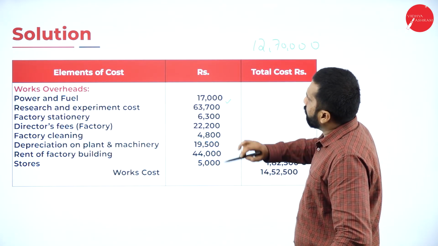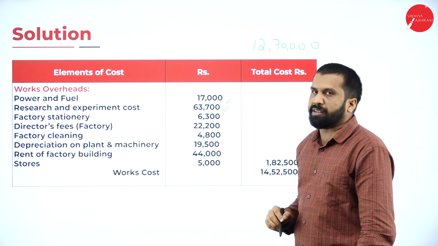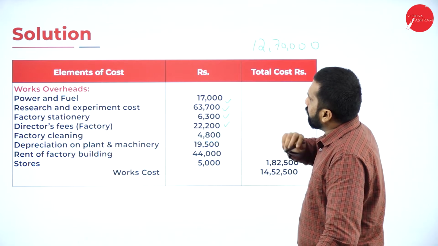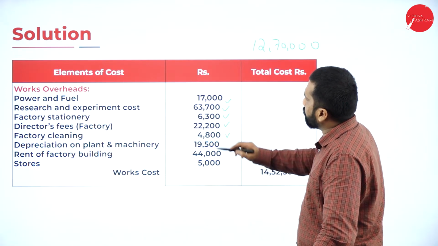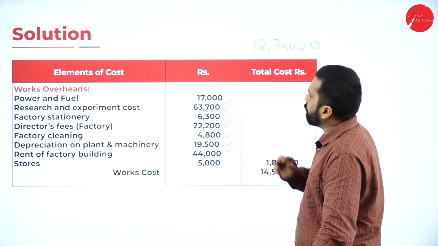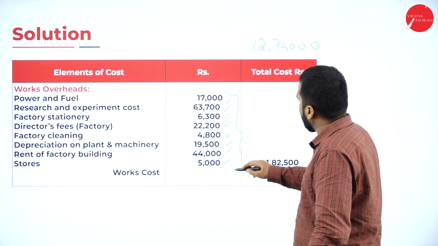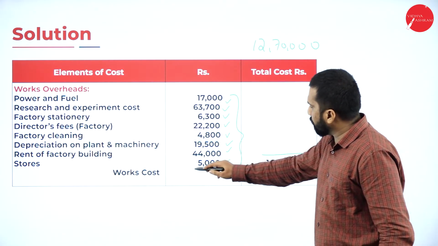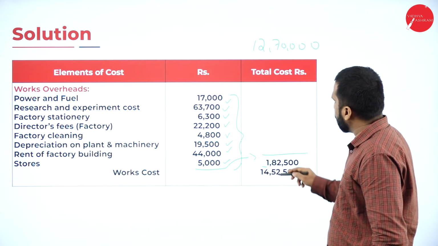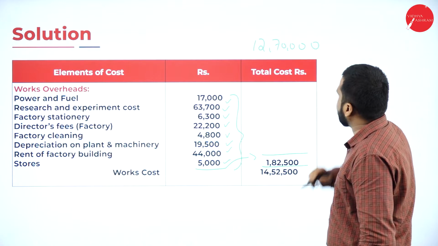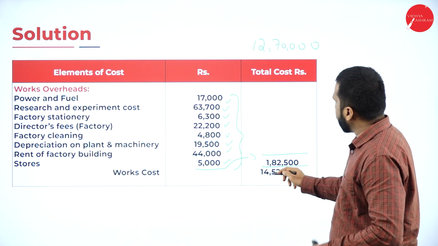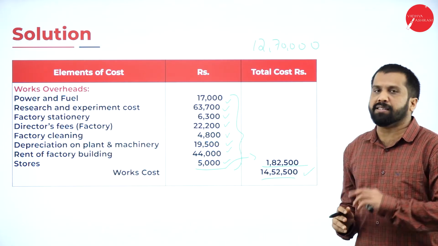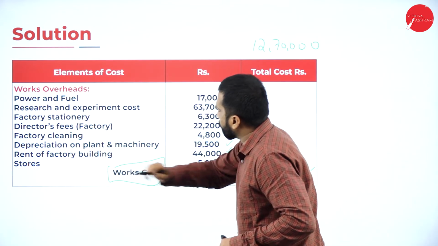So your power and fuel, research and experimental cost, factory stationery, director fees, factory cleaning, depreciation on plant and machinery, rent of factory building and stores. All put together, you will get 1,82,000. 1,82,000 plus 12,70,000, how much will you get? You will get 14,52,000. This is your second step answer. That we call work cost.